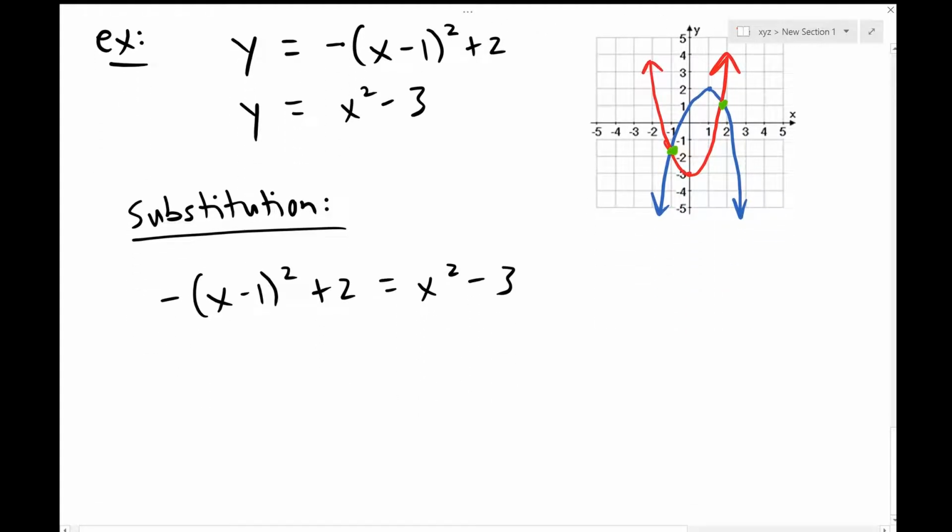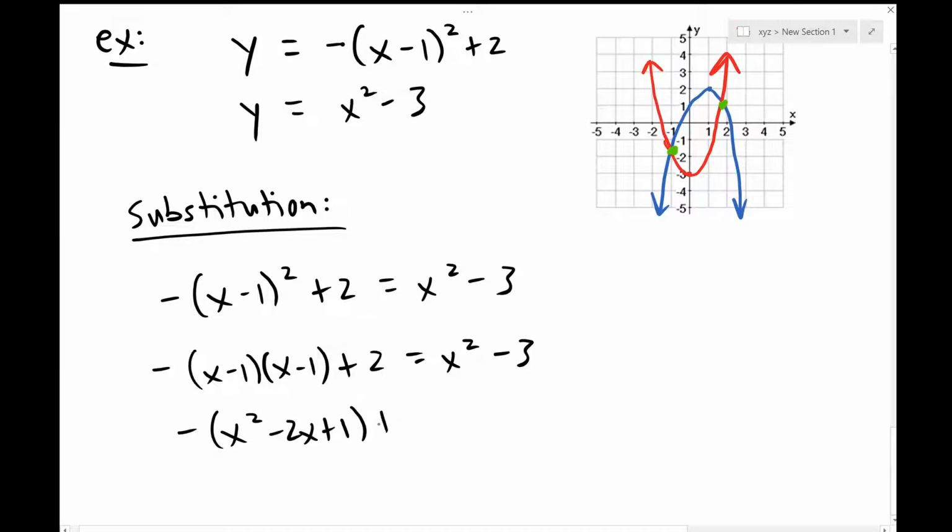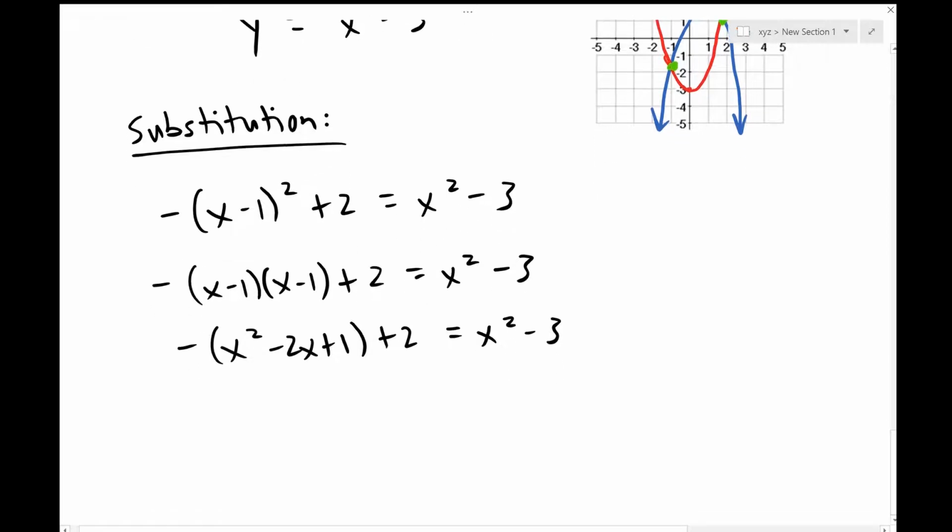Okay, so from here, what do we do? Well, I need to combine like terms as best I can, so I'm going to need to multiply this out. So remember that x minus 1 squared actually means x minus 1 times x minus 1. And so foiling this out, we'll have x squared minus 2x plus 1. And then we'll distribute our negative sign here, so we end up with negative x squared plus 2x minus 1, and then we still have the plus 2 there.